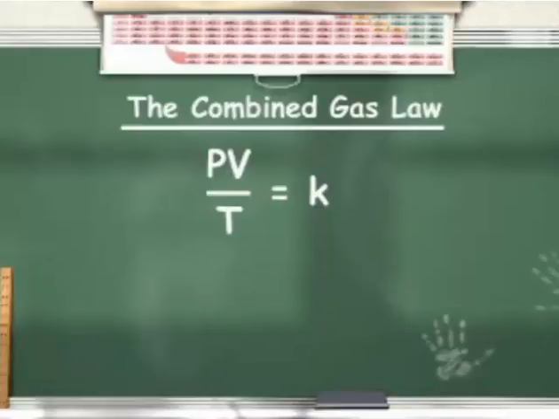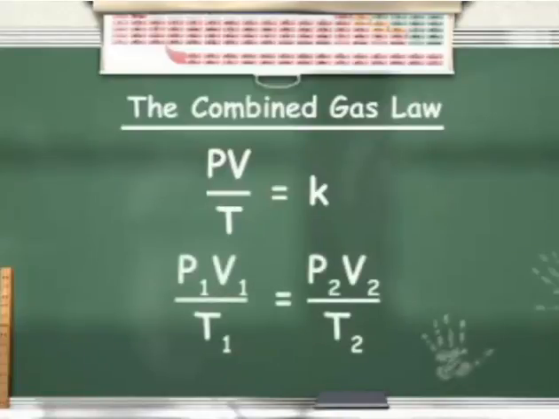For a fixed mass of gas, the ratio of the product of the pressure and volume to the Kelvin temperature will be constant. Since the product of the pressure times the volume divided by the Kelvin temperature will be the same value for a fixed mass of gas, another way to write the combined gas law is P1 times V1 over T1 equals P2 times V2 over T2.